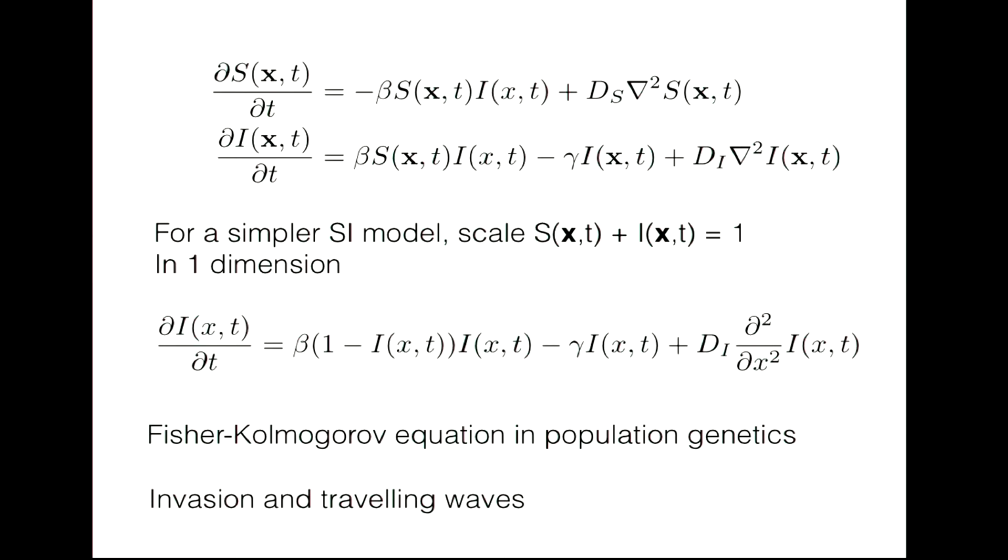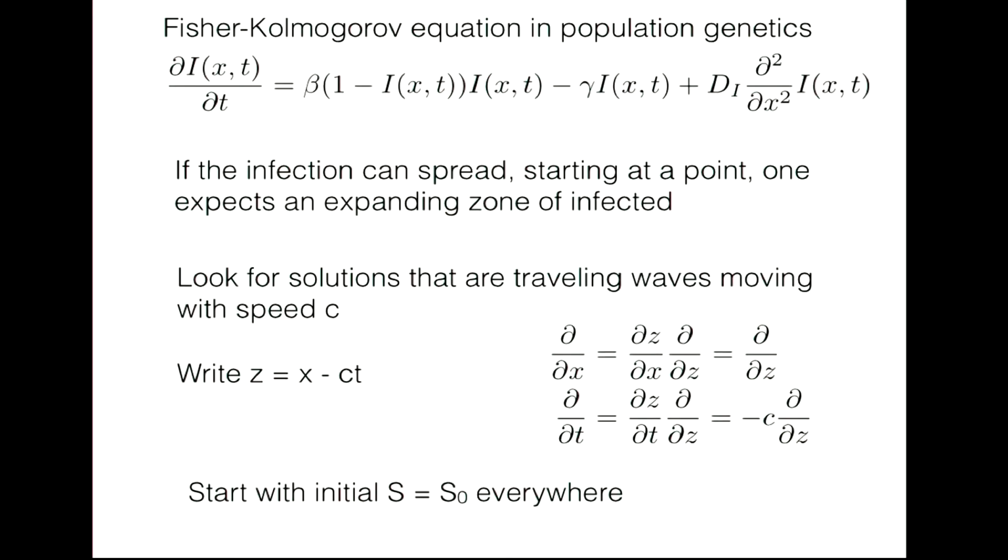There is a minus gamma I term. If it was just beta times 1 times I minus gamma I, that would be a linear equation, and it should be easy to solve. This equation is nonlinear, so it is somewhat harder to solve. This equation is also called the Fisher-Kolmogorov equation in population genetics. It has interesting properties: it has traveling wave solutions, and I will describe the meaning and interpretation of those solutions.